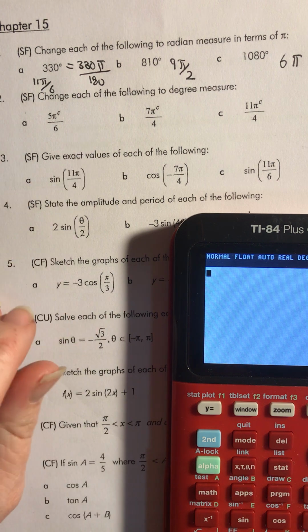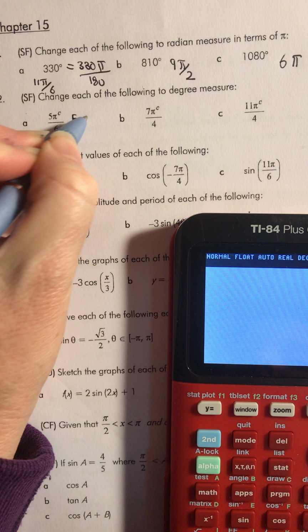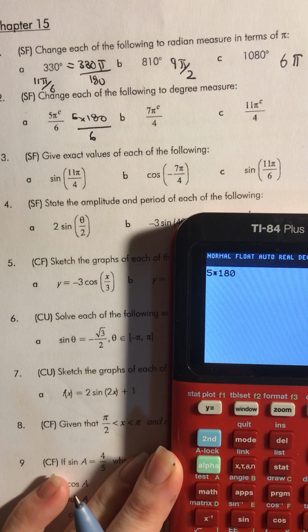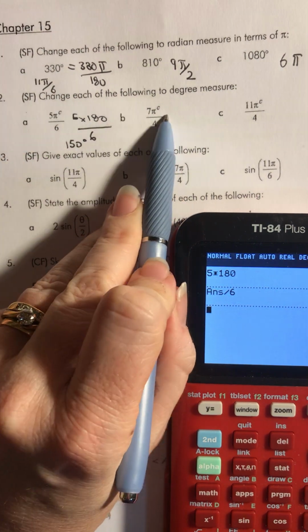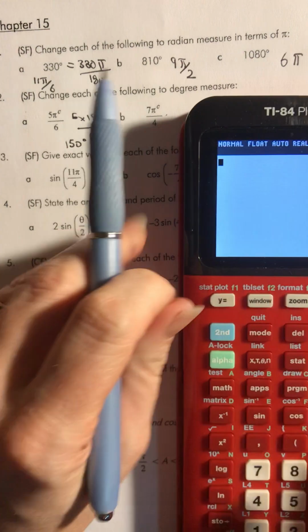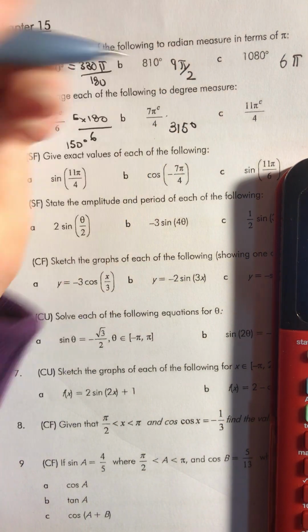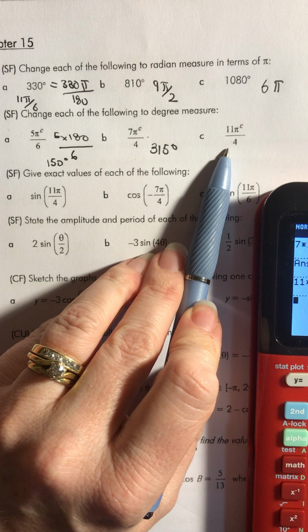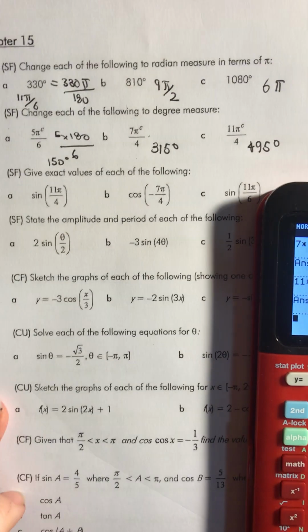Now, going back the other way, even easier. So we've got our 5 pi over 6. We're just doing 5 times 180 divided by 6, and I'm going to get 150 degrees. 7 pi over 4, again, I'm going to do 7 times 180 and divide it by 4. So I get 315 degrees. And then my 11 pi on 4, 11 times 180 divided by 4, and I get 495 degrees.